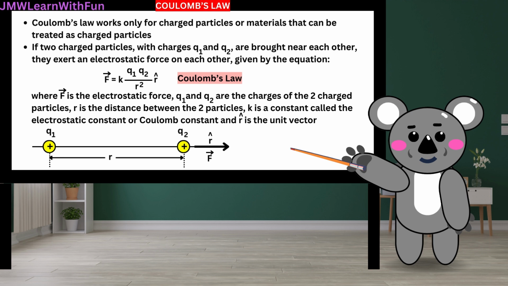The figure shows two positively charged particles with charges Q1 and Q2, separated by a distance of R, from the center of one to the center of the other charged particle. The electrostatic force on Q2 due to Q1 is vector F, directed away from Q1 along the line joining the centers of the two charged particles.